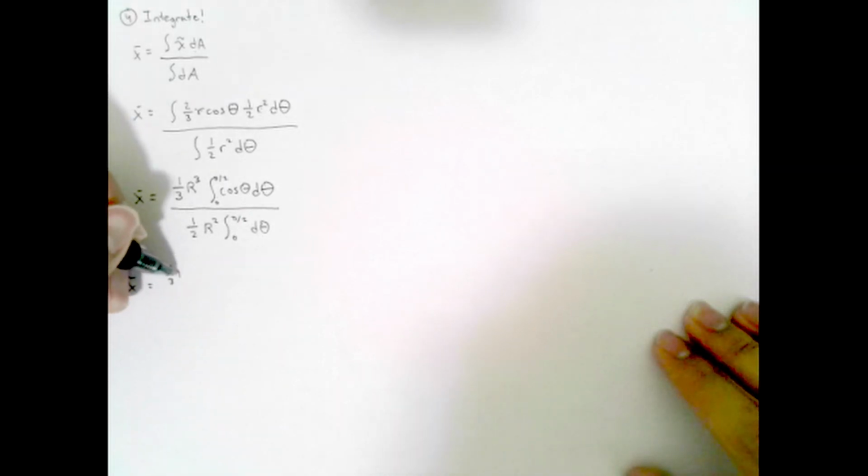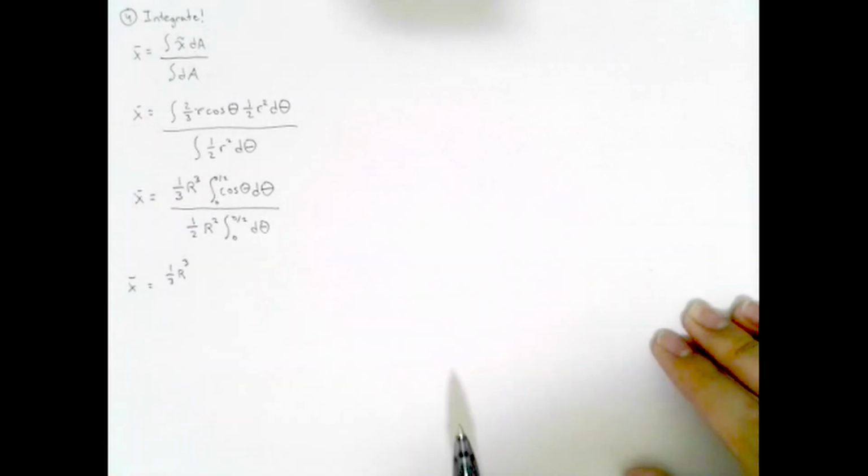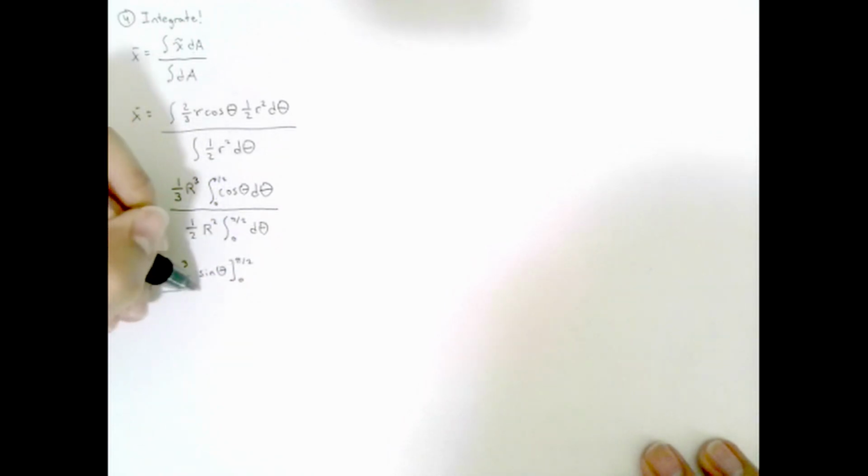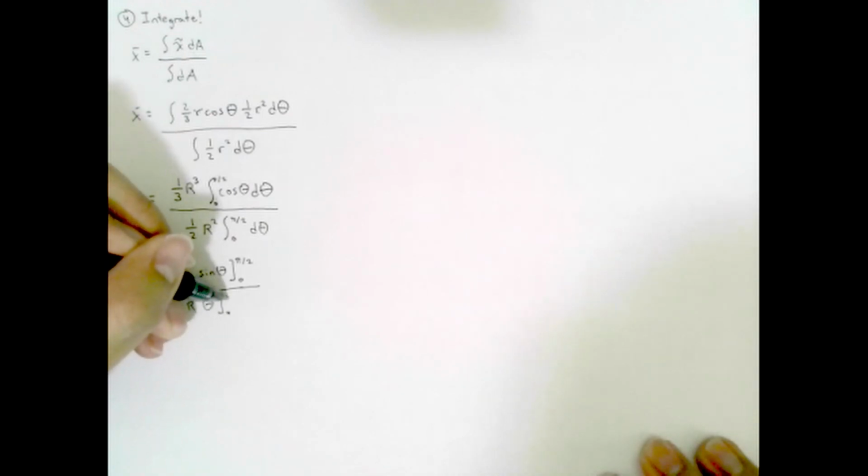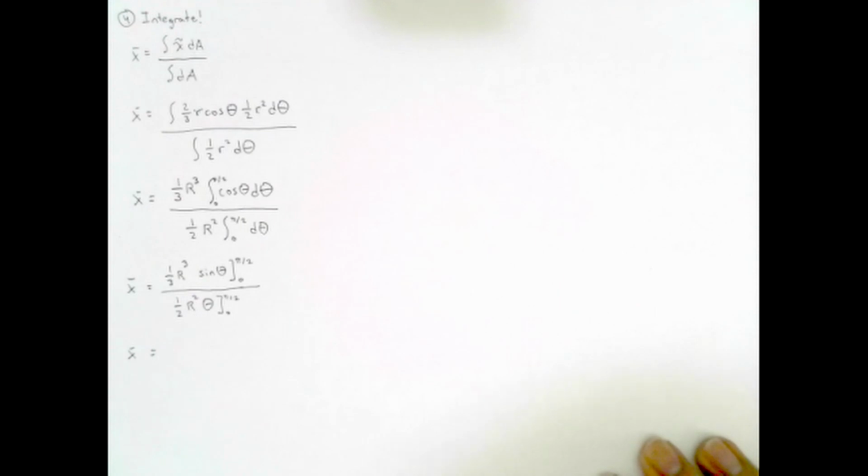We get 1/3 of r cubed. What's the integral of cosine theta d theta? Sine theta, yeah. Well, 1/3 r cubed, sine theta evaluated from 0 to pi over 2. All that divided by 1/2 r squared. What's the integral of d theta? Theta. Theta evaluated from 0 to pi over 2. And this actually is pretty easy, right? We know that the sine of pi over 2 is 1. The sine of 0 is 0. So this will just be 1/3 r cubed.